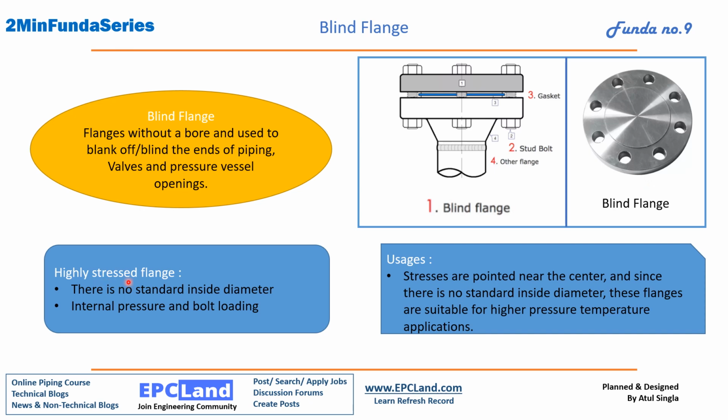These types of flanges are very stressed. Why? Because there is no standard inside diameter. Internal pressure and bolting loading is also there. These bolting loads will be there, and internal pressure on this blind flange will be very high, which makes it a highly stressed flange. Because of this, stresses are pointed near the center, and since there is no standard inside diameter, these flanges are suitable for higher pressure temperature applications.